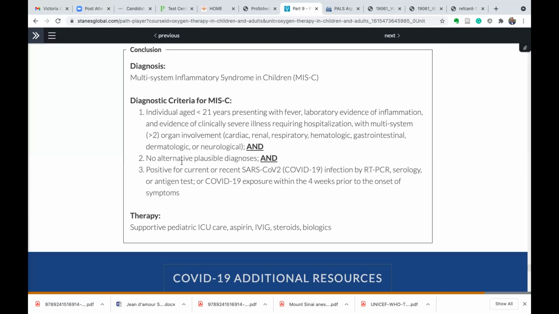When you have that, and without any alternative diagnosis, and on top of that, you have positive current or recent COVID-19 infection, diagnosed by PCR or serology or antigen test in the last 4 weeks. So once you have those criteria, you may diagnose a multisystem inflammatory syndrome in children.